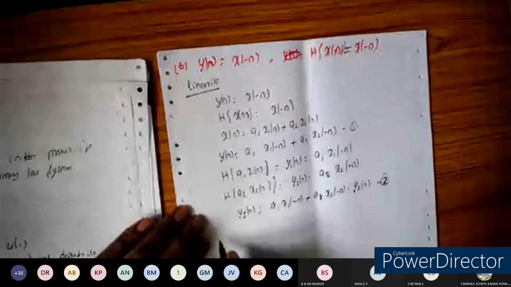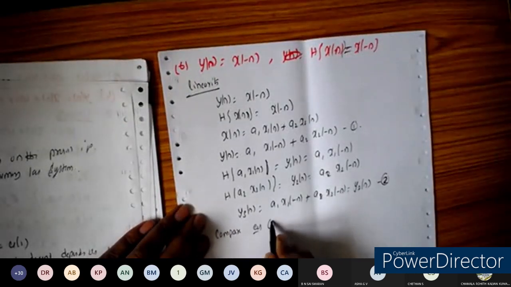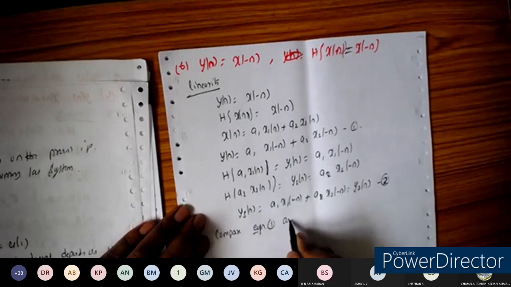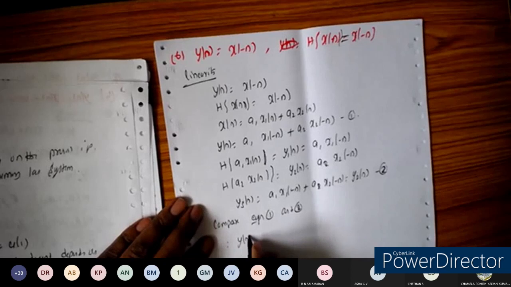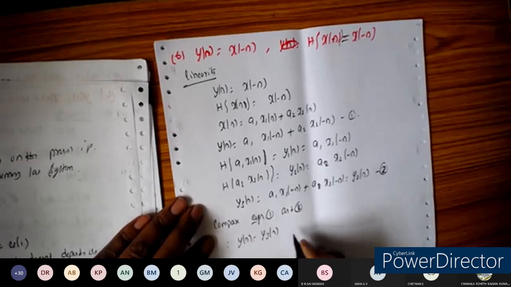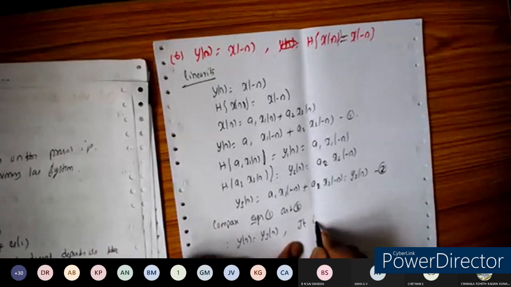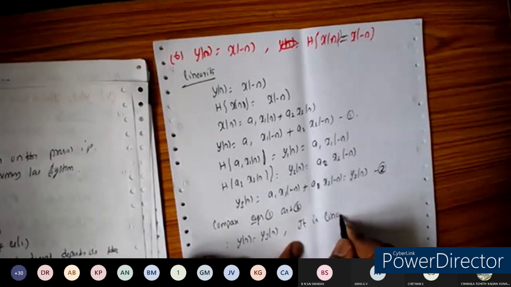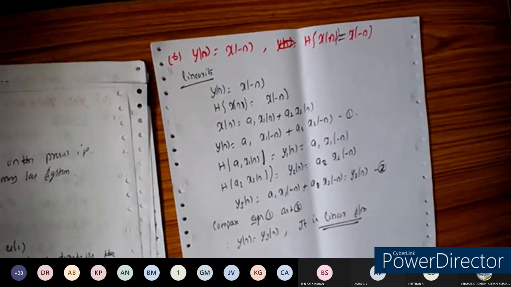Compare equation 1 and 2. Since y of n is equal to y3 of n, the given system is a linear system. The given system is a linear system.